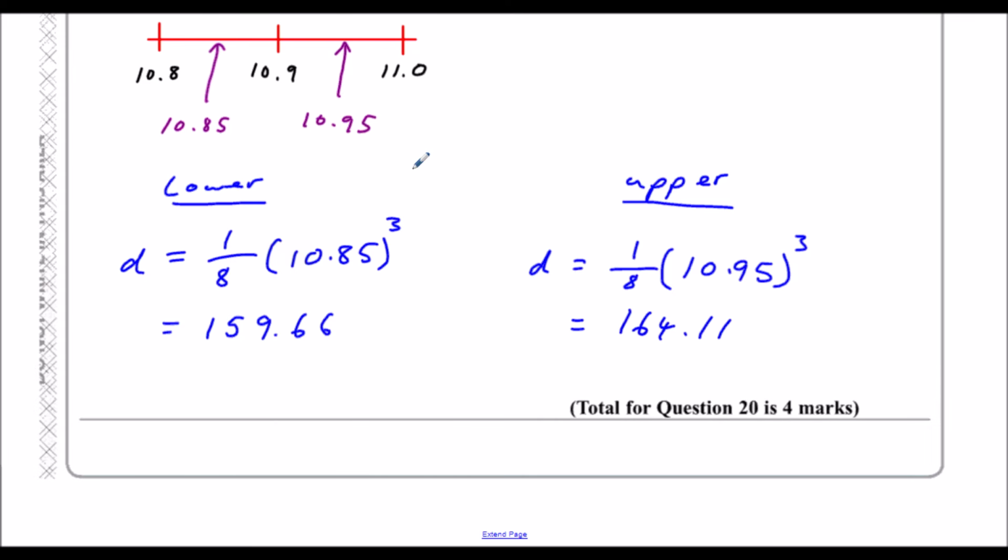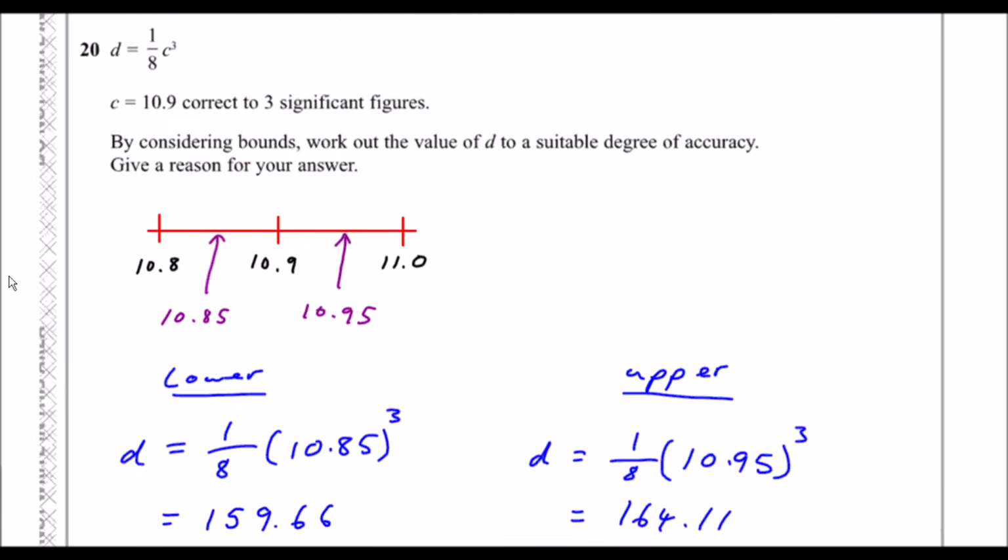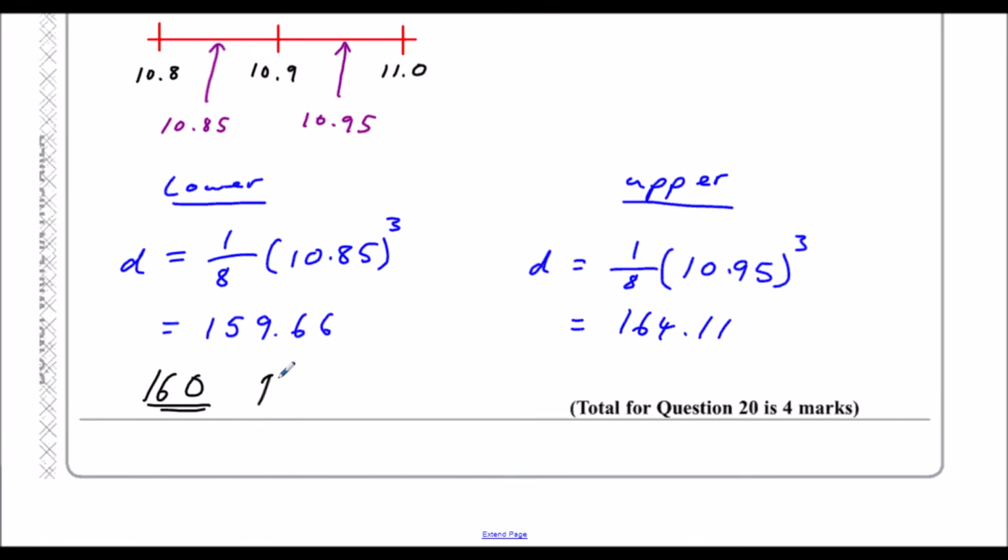So we want to write D to a suitable degree of accuracy. So what do both of these round to? So to 3 significant figures, we've got 160 and 164, so they're not the same. But to 2 significant figures, to the nearest 10, they both round to 160. So 160 is our answer. Give a reason. Both round to 160 to 2 significant figures.